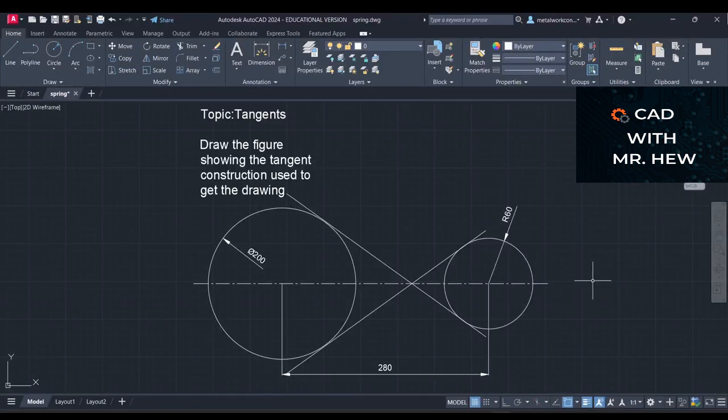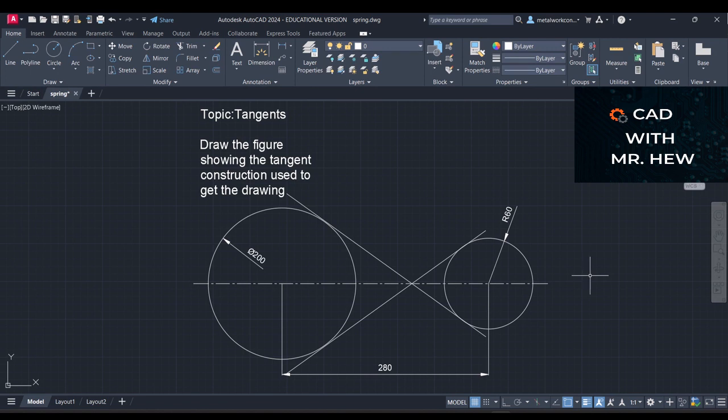In today's video, we will be looking at tangents. So on the screen is a question that we will be drawing the solution for today. The question says, draw the figure showing the tangent construction used to get the drawing.